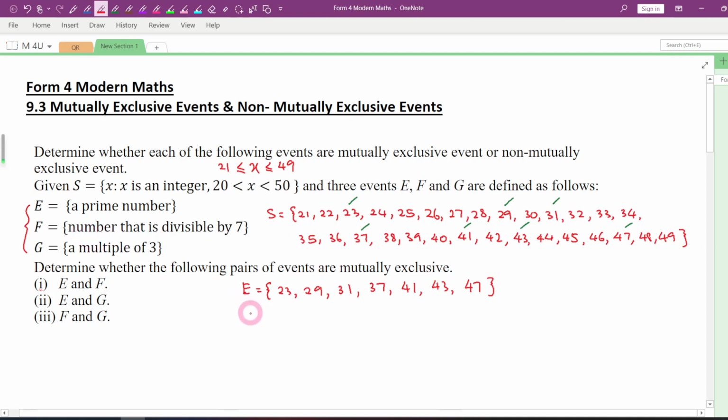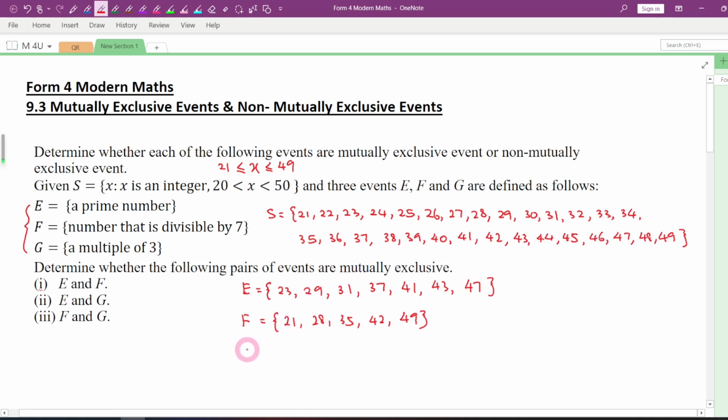Okay, now let's go to the second part, F. Number that is divisible by 7. In other words, we can say that multiple of 7. So we just choose from here. We cannot write 7, 14 because sample space does not have 7 and 14. Okay, it's 21, 28, 35, 42, and 49.